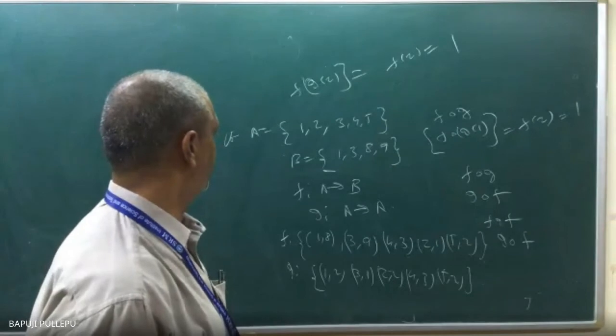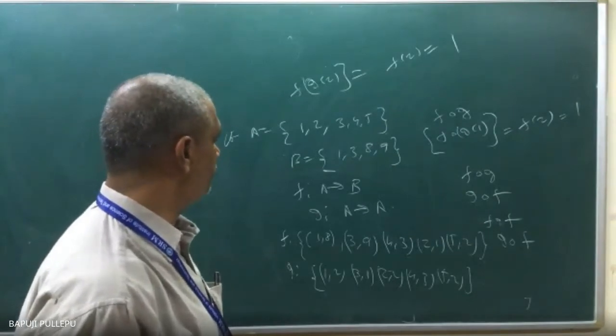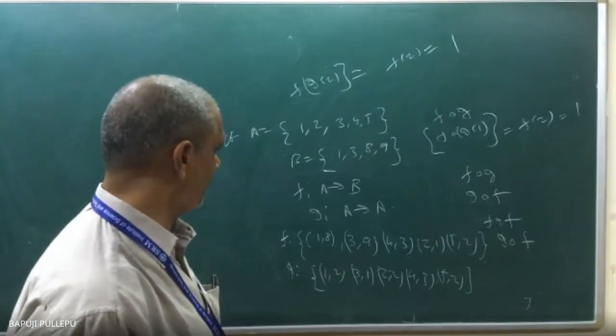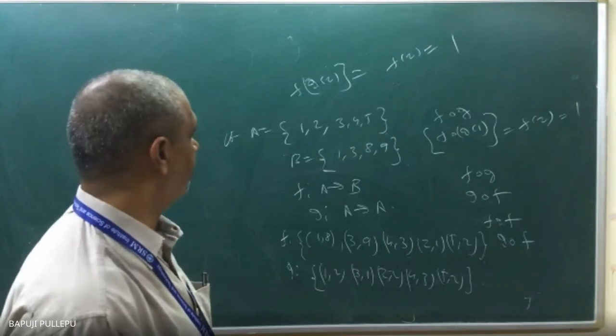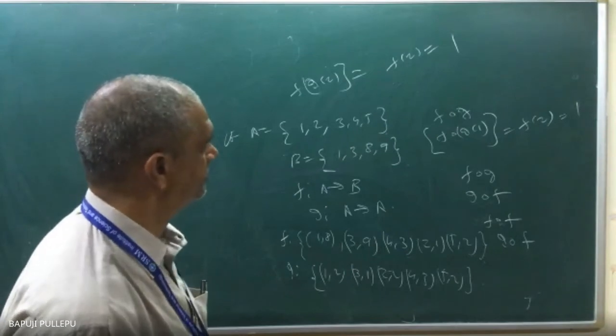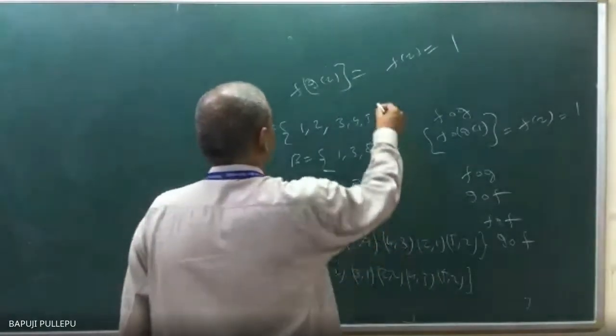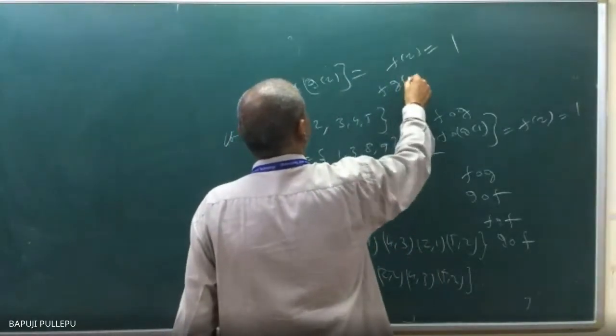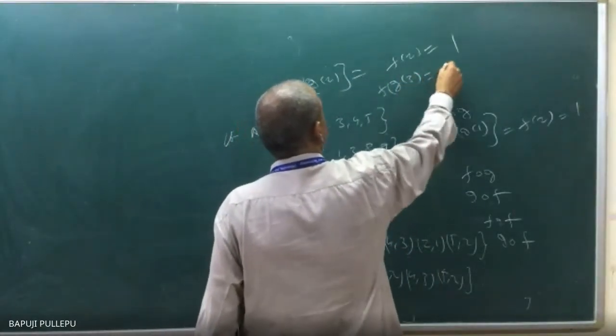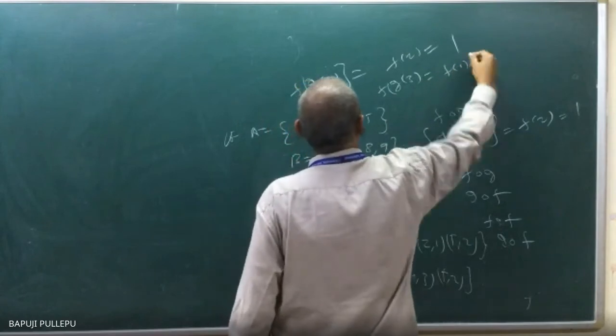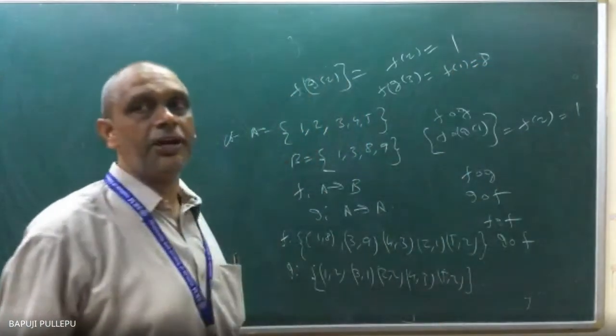Diagram is not required. Next, F of G of 3 who will come? With 3 who is there? 1. Again F of 1. F of 1 is 8. So the total answer: F of G of 3 is equal to F of 1, that is equal to 8. You have to write 3 comma 8.